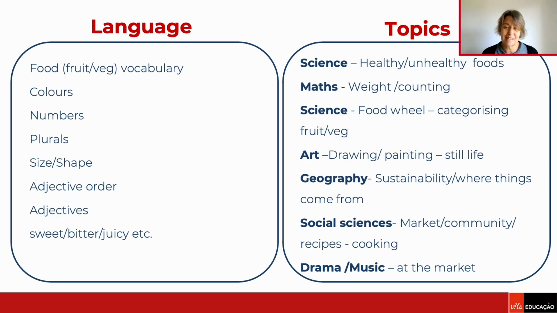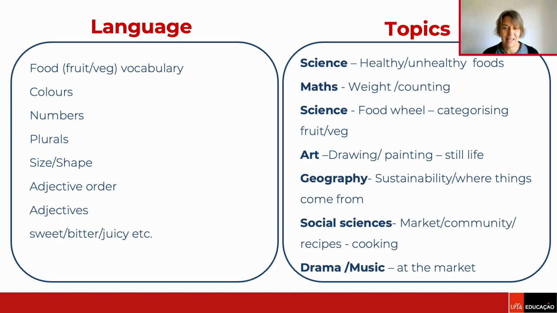Again, linking to science, you know, the classic food wheel, all the different food groups. Categorizing: you could get the children to categorize the vegetables and the fruit and other food into the different food groups. Drawing some fruit, painting, looking at still life paintings, also trying to incorporate some art appreciation on the part of the children.